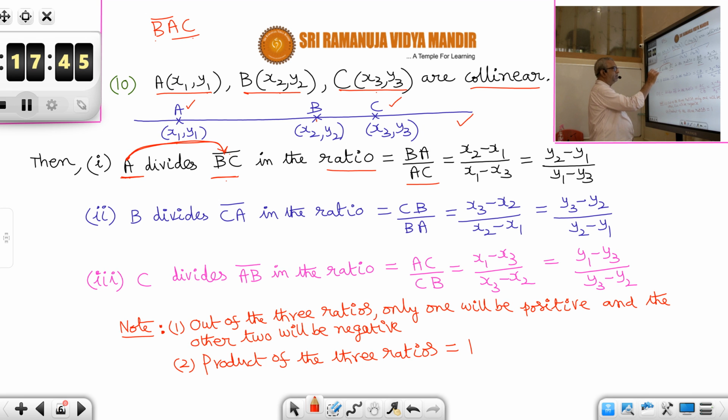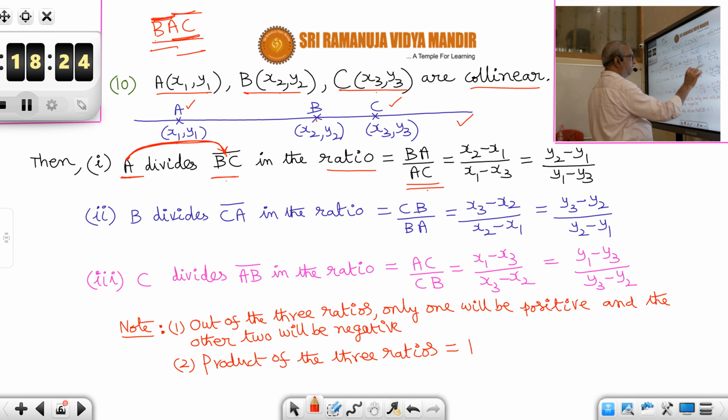A divides BC means first you place A between B and C like this, and then read from left to right only: BA by AC. You should not say BA by CA or AB by AC. That is not allowed. Only from left to right, BA by AC. That's all. You should be careful there. So BA by AC, left to right.